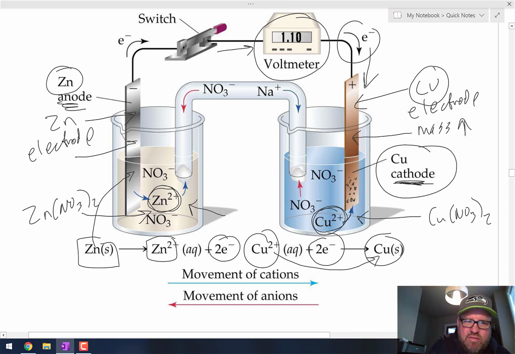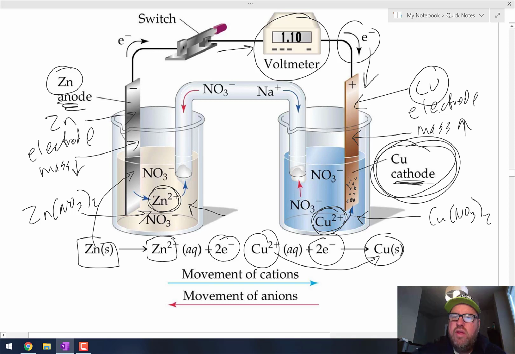So the mass here is going up. The mass of this one here is going down. And that always happens. On the oxidation side, on the anode side, the mass of that electrode always goes down, and the mass of the solution goes up. And on the cathode side, the mass of the electrode goes up, and the mass of the solution actually goes down because those copper ions are precipitating, creating solid copper.